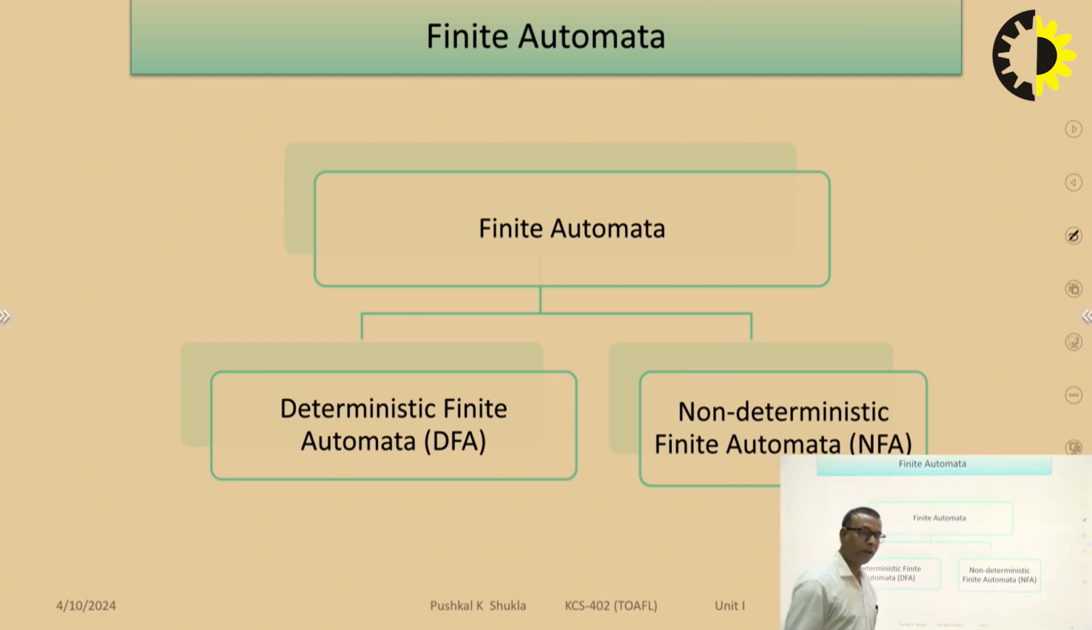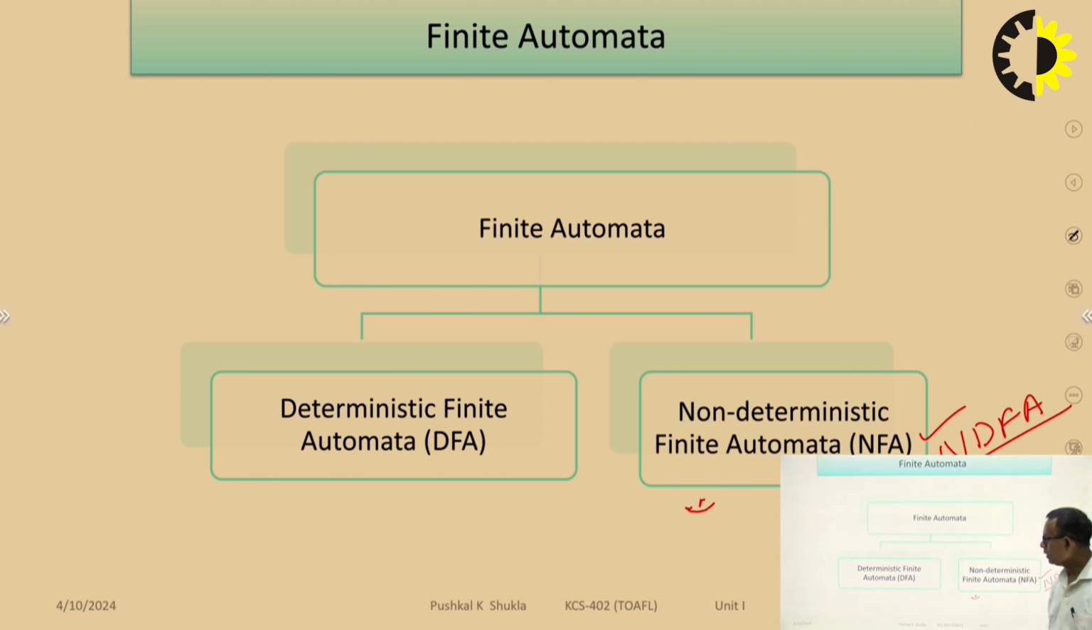There are two types of finite automata. One is deterministic finite automata, known as DFA, and the second one is non-deterministic finite automata, that is NFA, also known as NDFA.